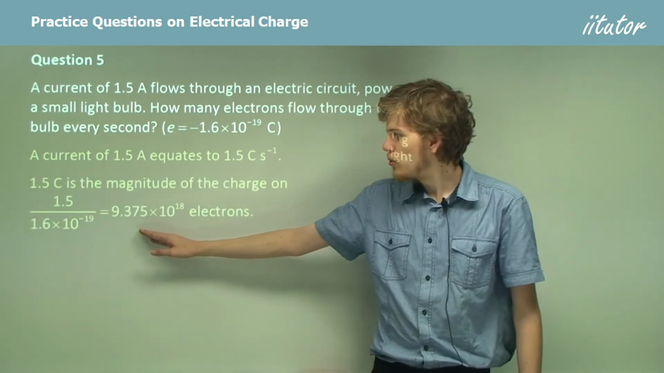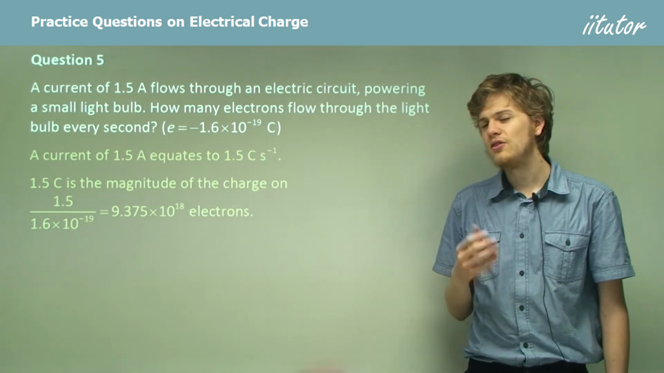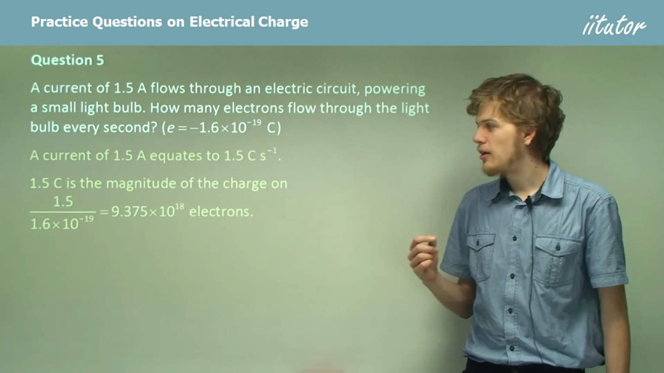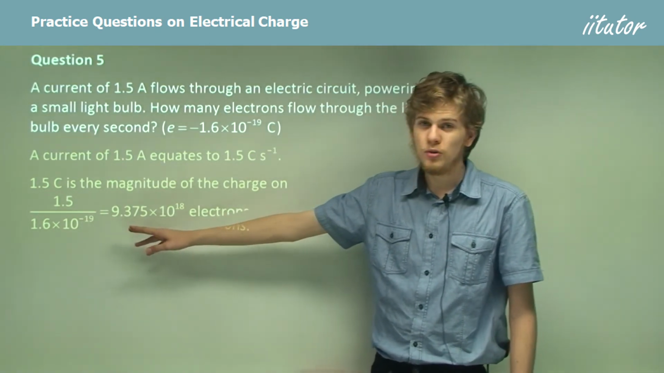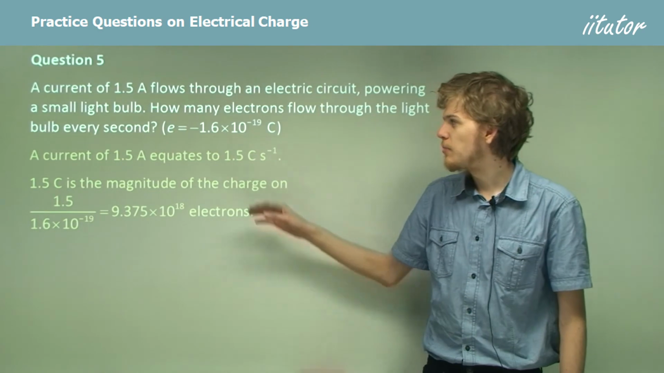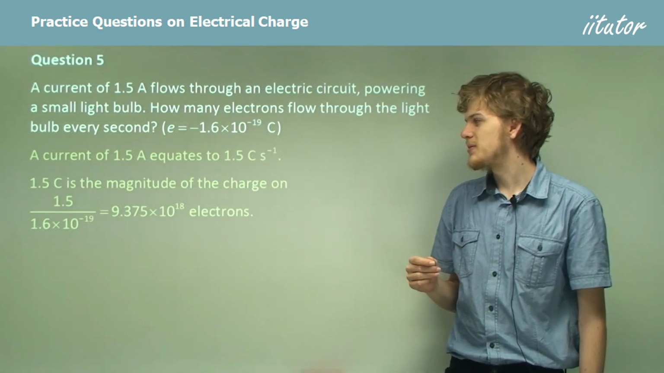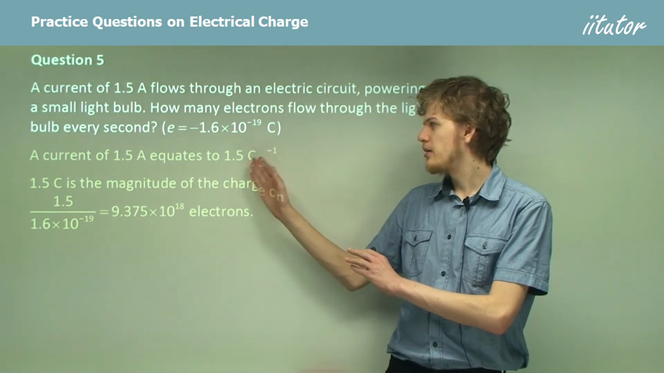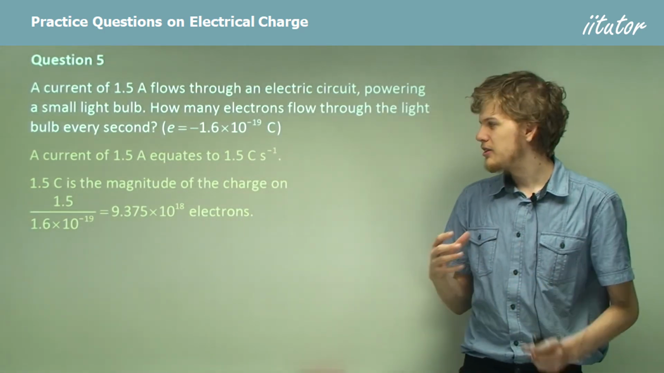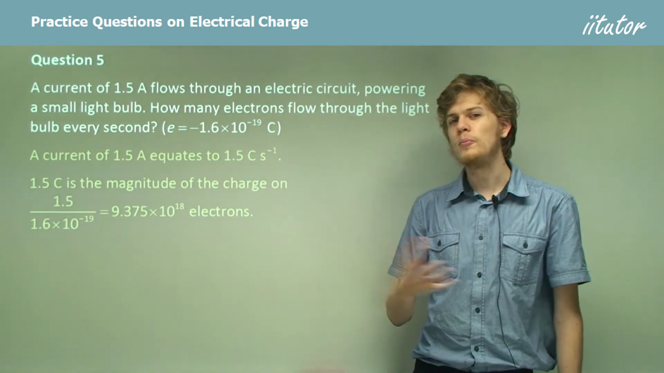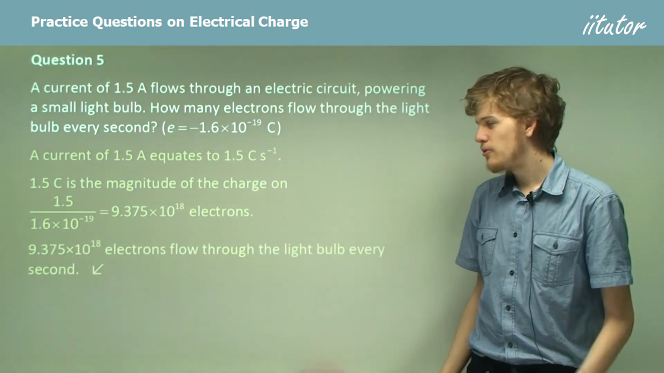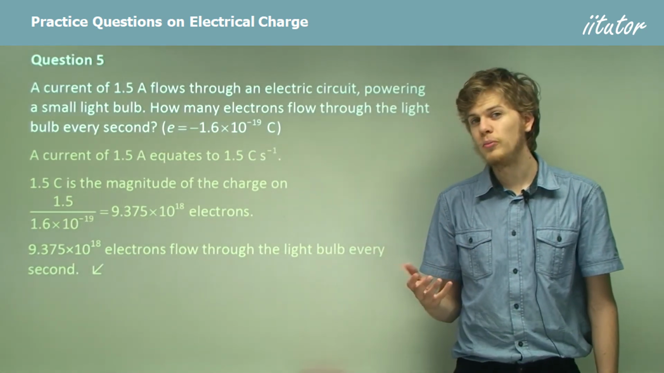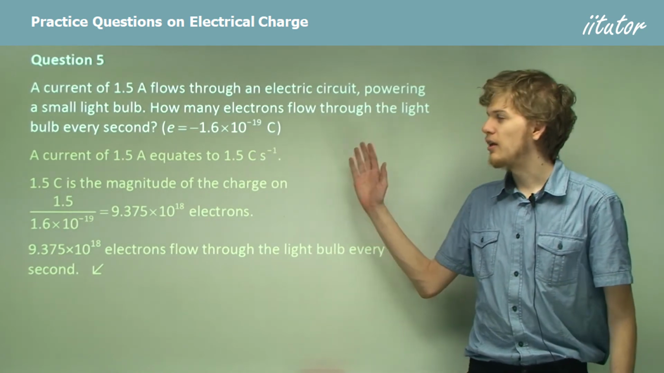If we get 9.375 times 10 to the 18 electrons, we end up with a charge of 1.5 coulombs. We can work this out using this simple division here: 1.5 coulombs divided by 1.6 times 10 to the power minus 19 coulombs per electron. And because we have a current that's positive 1.5, it simply means that the electrons will be moving in the opposite direction. So this many electrons flow through the light bulb every second. And in fact, they flow through the light bulb in an opposite direction to the electric current.